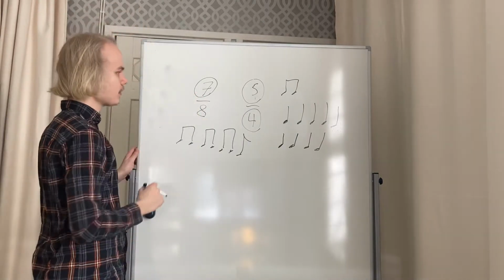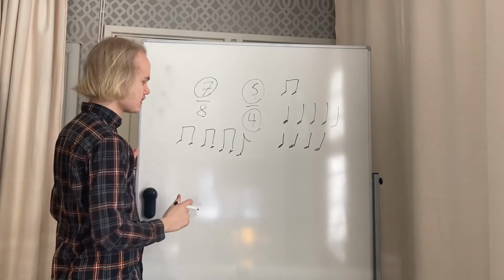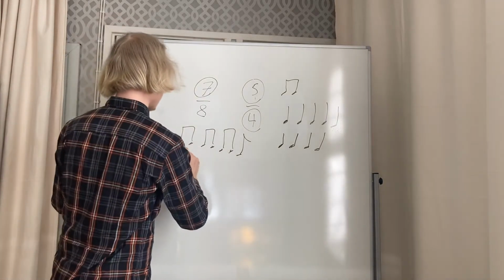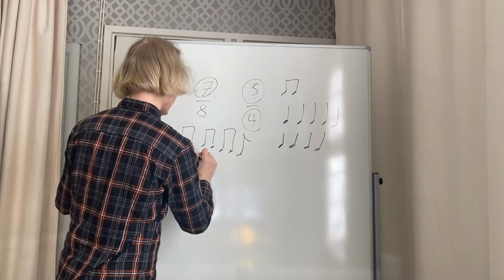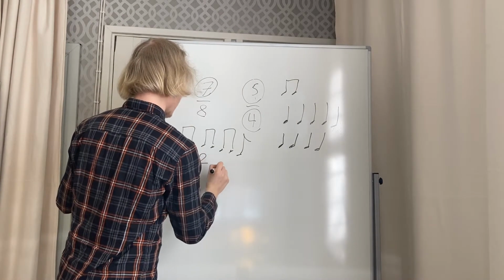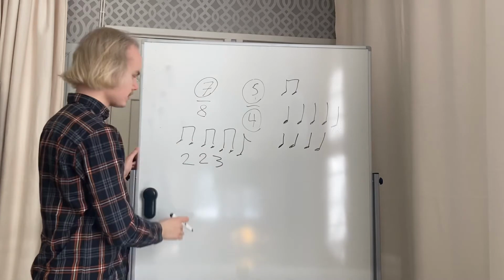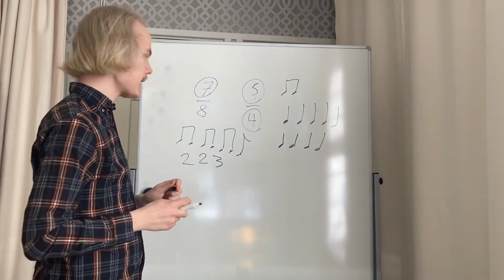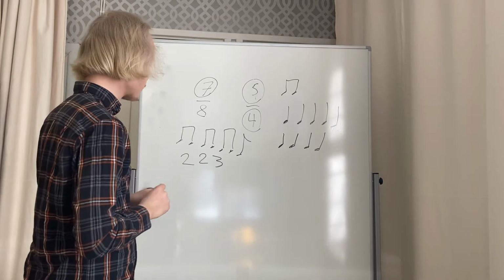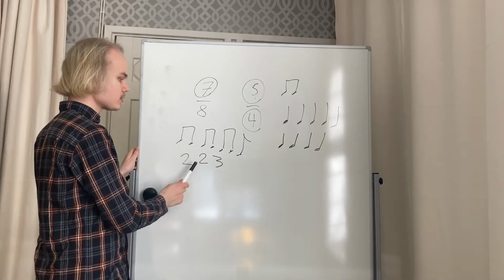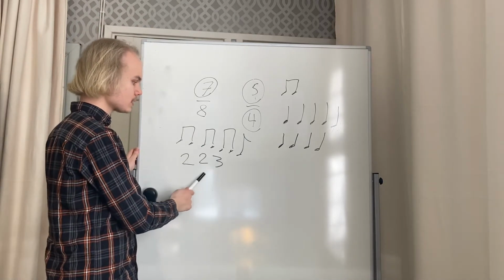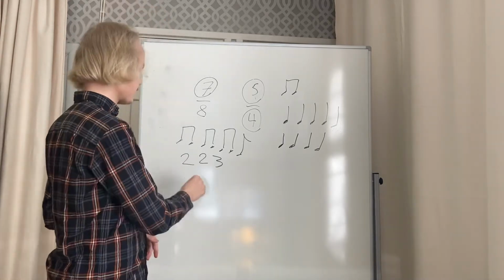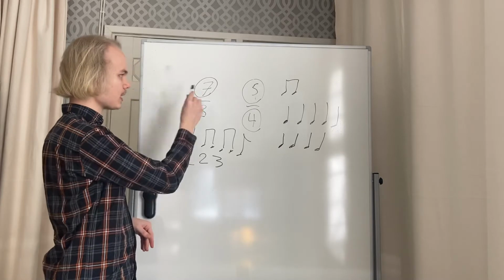So every time signature we can count by using 2 and 3 numbers. In here, for example, if we have 7/8, we can divide that into 2, 2, and 3. So 2 plus 2 plus 3 is 7. And with this time signature, we can count it like 1, 2, 1, 2, 1, 2, 3. 1, 2, 1, 2, 1, 2, 3. So it's much easier to count. That's the best formula for this.